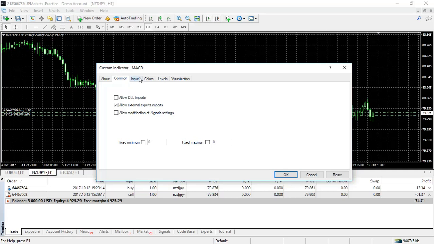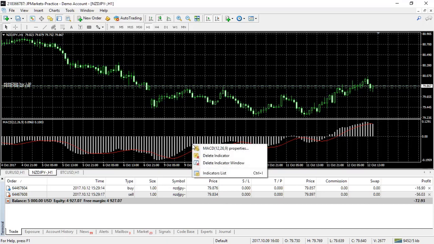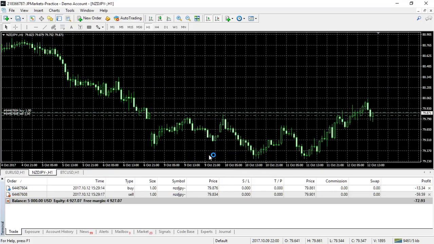And once we've got the MACD set up the way that you want it, you click OK, and you'll see that it's been added. Now we're not going to be using the MACD just yet, so I'm going to remove it by right-clicking on it and choosing delete indicator, and that will remove it from our screen.